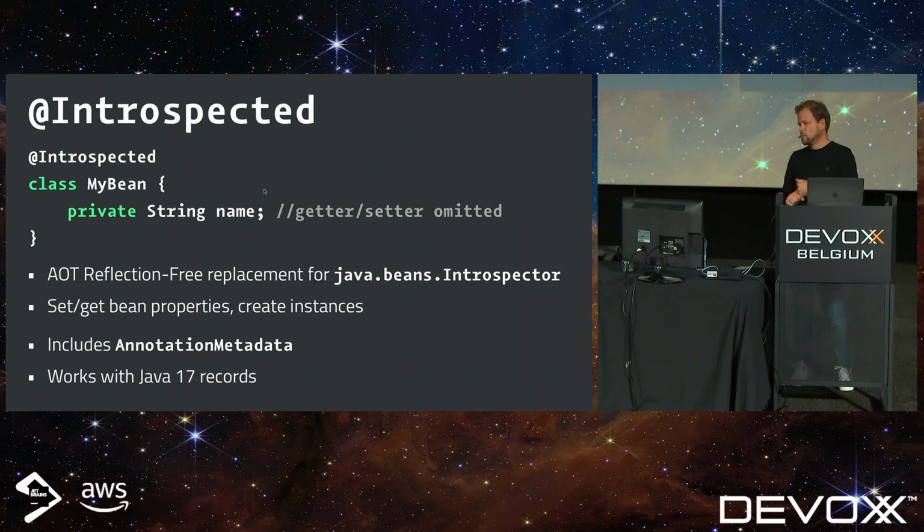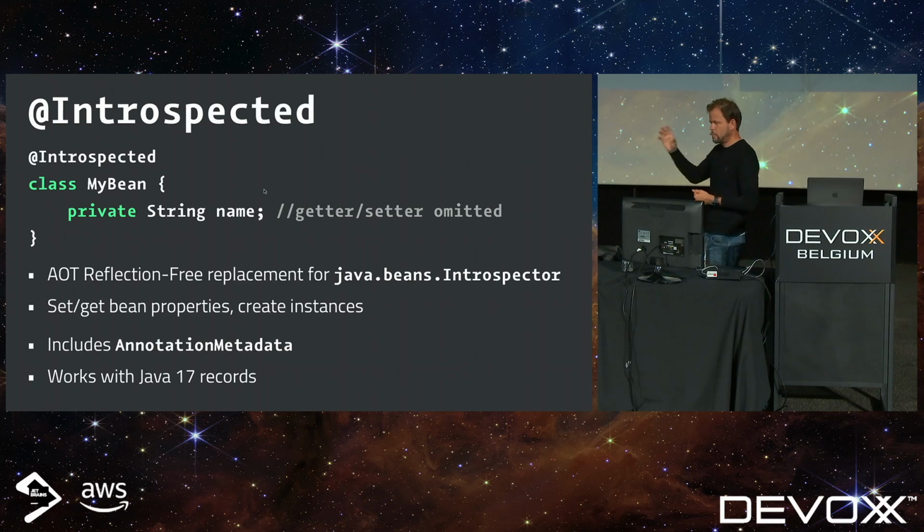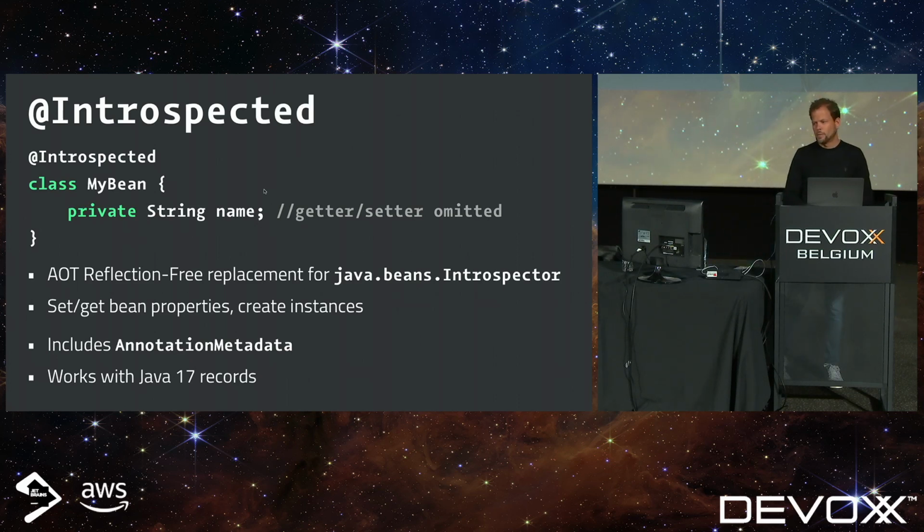We recently released Micronaut Serialization, which I'll talk about as well, which is a replacement for Jackson, where you can serialize and deserialize JSON without using reflection. They use introspections under the covers.